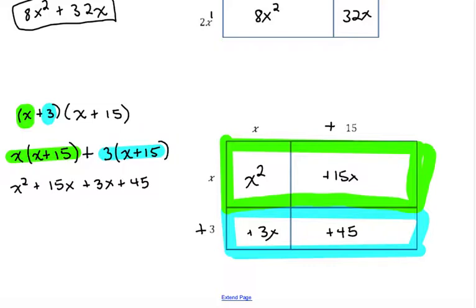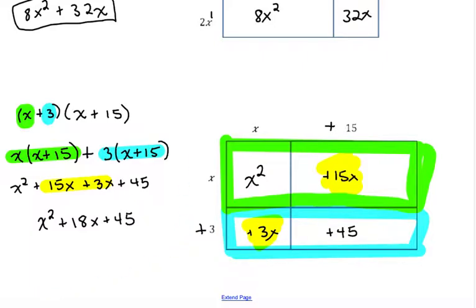Now, one of the things that it's important to note is that these center terms, so basically this box and this box, are like terms, which means I can combine those terms after multiplying. So that gives me x squared plus 18x plus 45. So either way that I do it, if I write out the distribution as the x times the second parentheses plus the 3 times the second parentheses, or if I create the entire area model, I'm following the same logic pattern and I'm following the same problem.